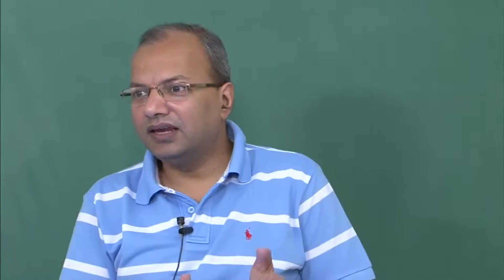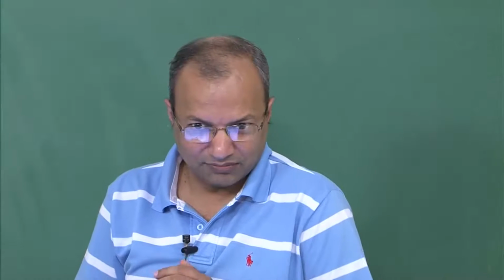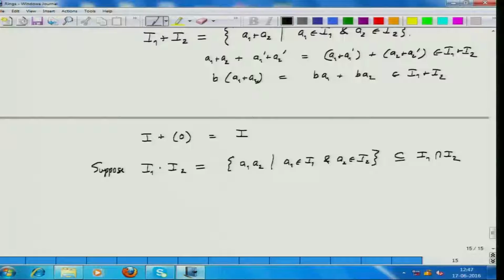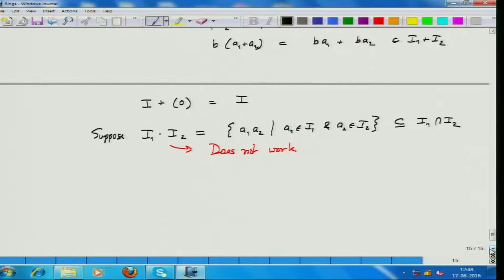Yes, exactly. That's the problem. And if you multiply any element of the ring to this, you stay within this. That is not a problem. But if you add two elements of this, A1 A2 plus A1 prime A2 prime, it's not clear if it is in this set. So this definition doesn't quite work. So how do we define the product of two ideals?